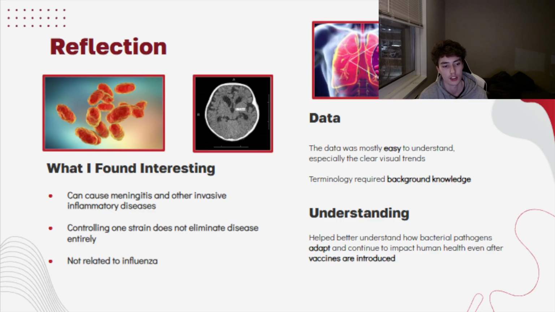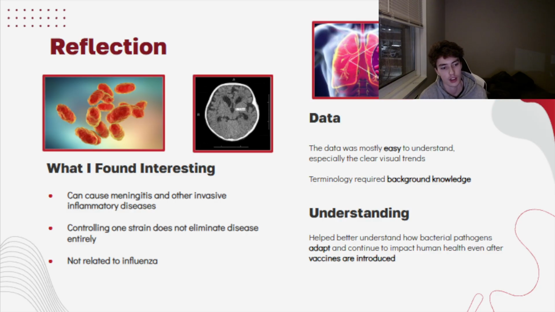The other thing that I found interesting is the fact that we only have a vaccine for one strain of it, and the fact that that vaccine came out in the 70s and we have yet to come up with more vaccines for the other strains. So therefore, I wrote controlling one strain does not eliminate the disease entirely, because bacteria evolve, microbes evolve, they become more resistant to vaccines and antibiotics and stuff like that.